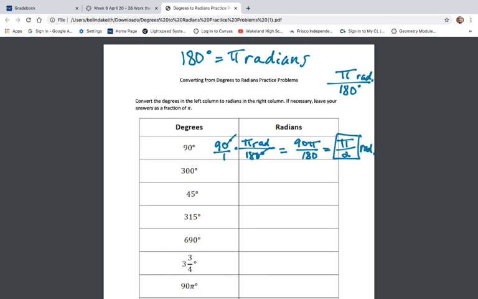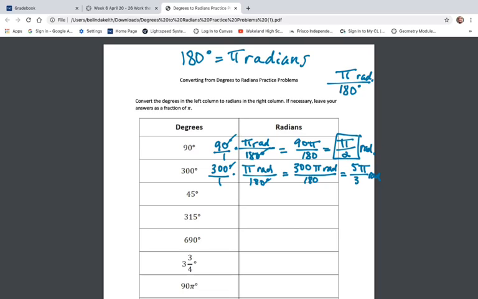All right, let's do 300. So 300 degrees, we'll multiply it by pi radians over 180 degrees. That way your degrees cancel. This is understood to be 300 over 1, so you'll get 300 pi radians over 180. 60 goes into both 300 and 180, so that's going to simplify to be 5 pi over 3 radians.